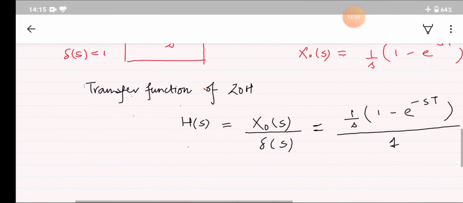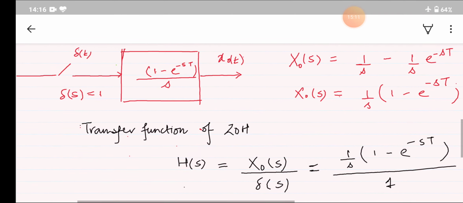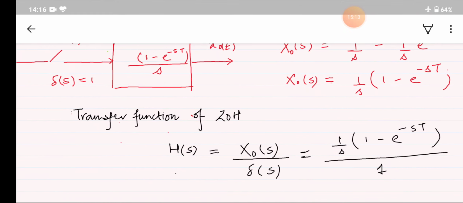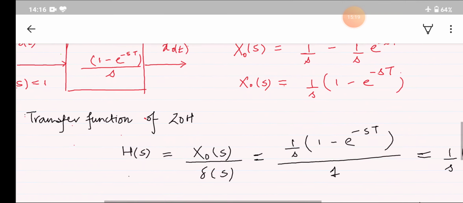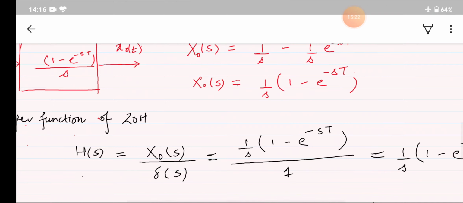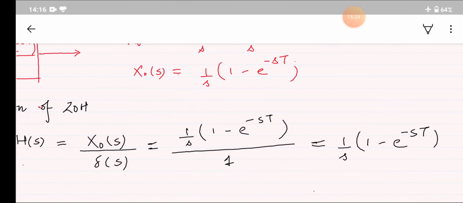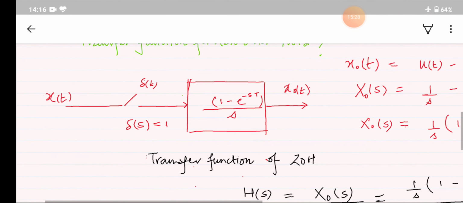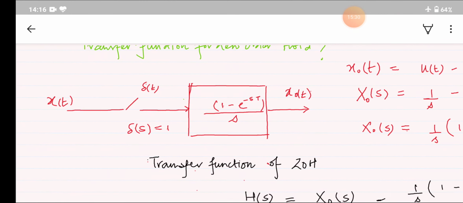As you know, the transfer function of ZOH will be equal to the Laplace transform of the output X0(s) divided by the Laplace transform of the input delta(s). So we have determined the transfer function as 1 by s into 1 minus e to the power minus sT, and we have replaced it into our diagram.